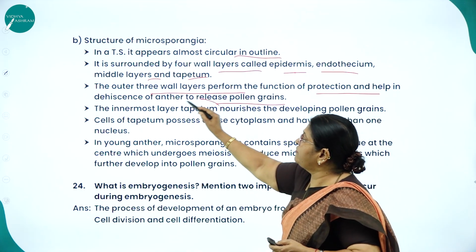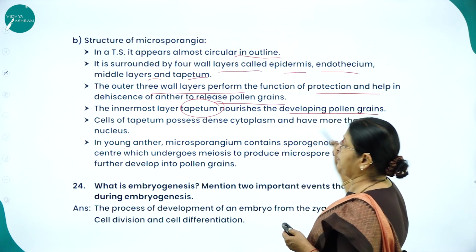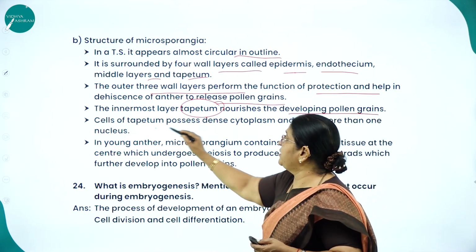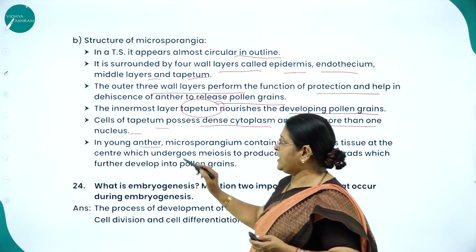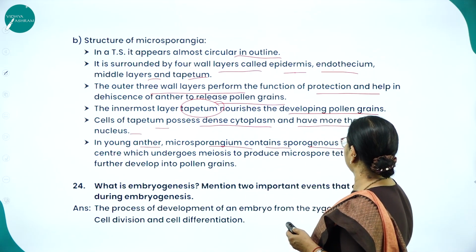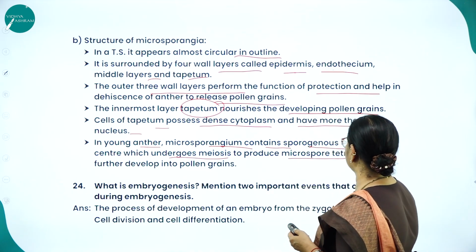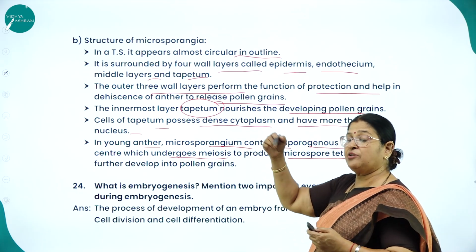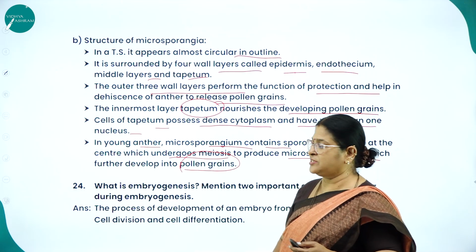The innermost layer, very important, tapetum. What is the function of tapetum? It nourishes the developing pollen grains. Cells of tapetum possess dense cytoplasm and have more than one nucleus. In young anther, microsporangium contains sporogenous tissue at the center which undergoes meiosis to produce microspore tetrads. So you can see the 4 there, which further develop into pollen grains.